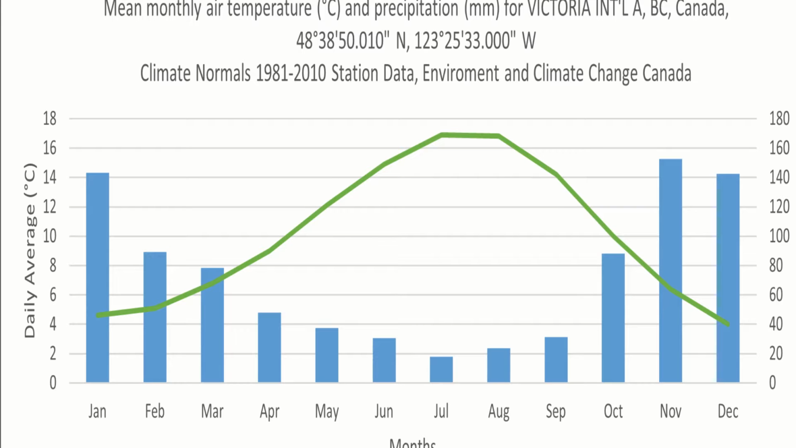In line with its climate categorization, we can see Victoria has higher precipitation in the winter months, with peaks of 150 millimeters, and low precipitation in summer months, with a range of 20 to 40 millimeters from May to August. The mean temperature from November to March ranges from 4 to 7 degrees, while summer months are around 14 to 17 degrees average. An interesting note on Victoria's climate is how mild it is. The temperature range is very small, especially compared to other parts of Canada.